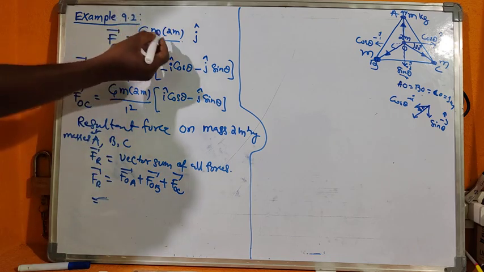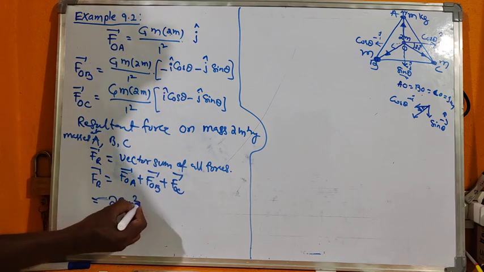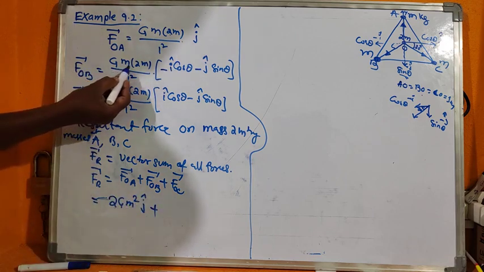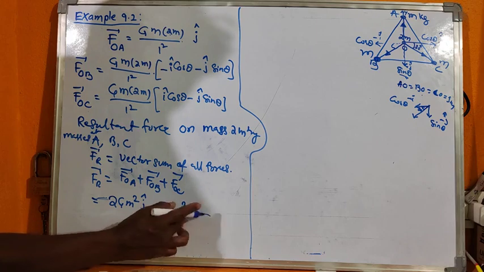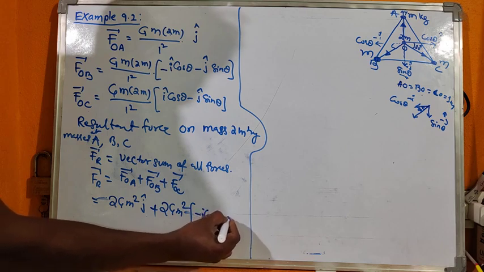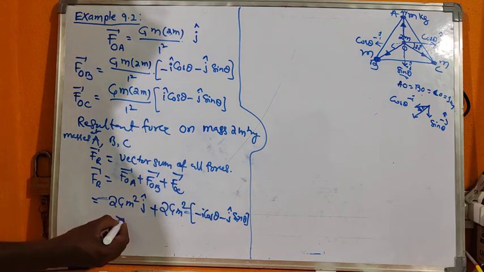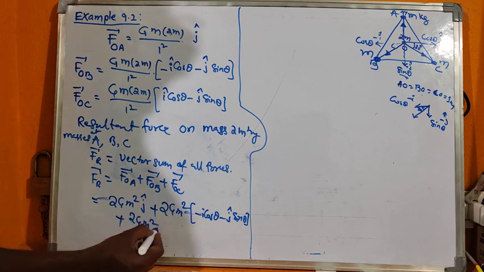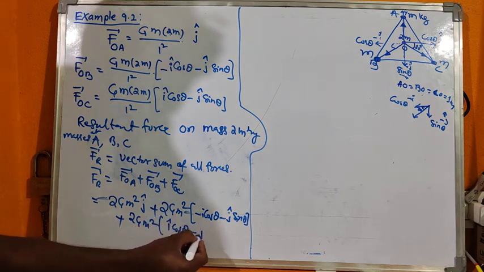Foa is equal to 2 into G m square, that is 2G m square j cap. Plus Fob, which is also 2G m square, and here this is minus i cos theta minus j cap sine theta. Then plus Foc, which is also 2G m square of i cap cos theta minus j cap sine theta.